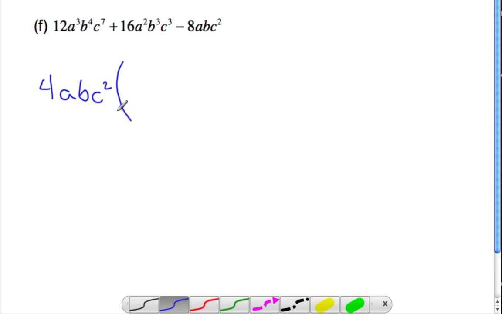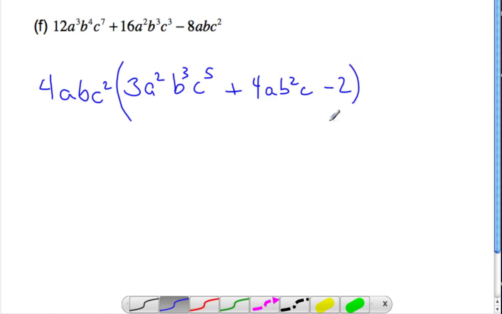So now, going backwards. So we got 3, a squared, b to the 3, and c to the 5. Add exponents together. And then what have we got? Add 4a b squared c, and then take away 2. Just take away 2. Sounds good.